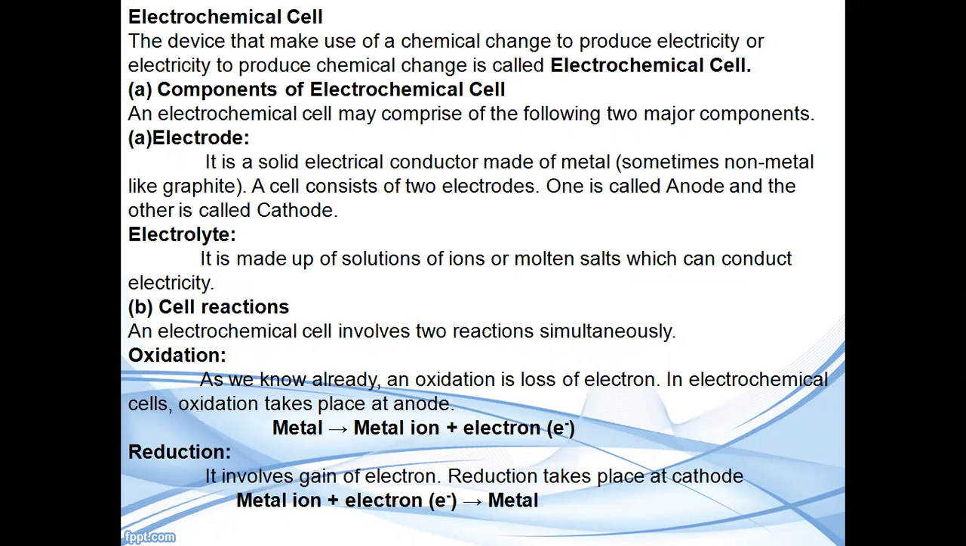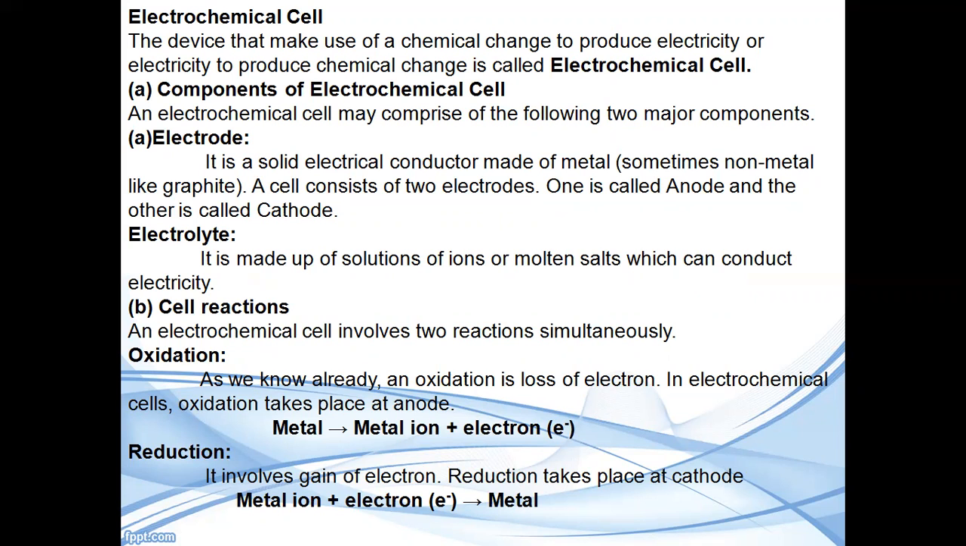So, electrochemical cell. The device that makes use of a chemical change to produce electricity, or electricity to produce chemical change, is called an electrochemical cell. What is meant by electrochemical cell? The device which makes use of a chemical change to produce electricity is called an electrochemical cell.